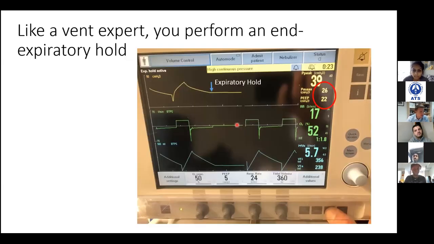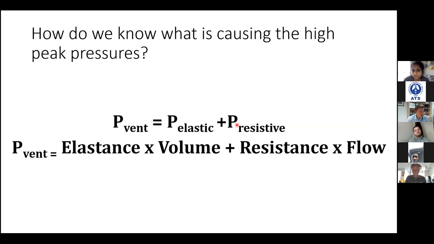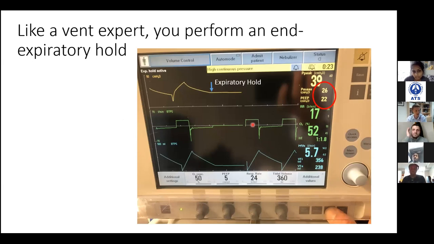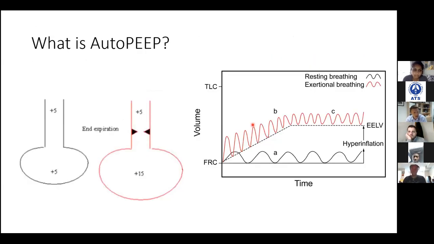Now, because this patient has a normal plateau pressure, we can do another thing to see what's causing this resistive pressure or how bad that is. And that's something called an expiratory hold. The expiratory hold helps us to learn whether or not we have something called auto-PEEP. Anybody heard of auto-PEEP before? Raise your hand. Good. So some of you have, some of you haven't. So let me just explain the concept.